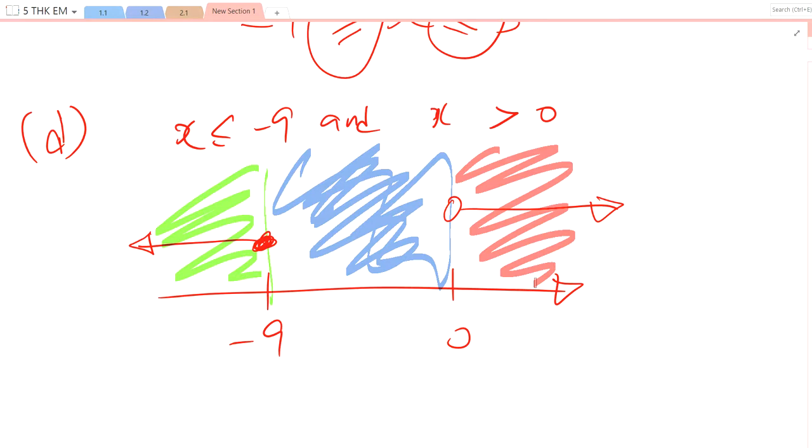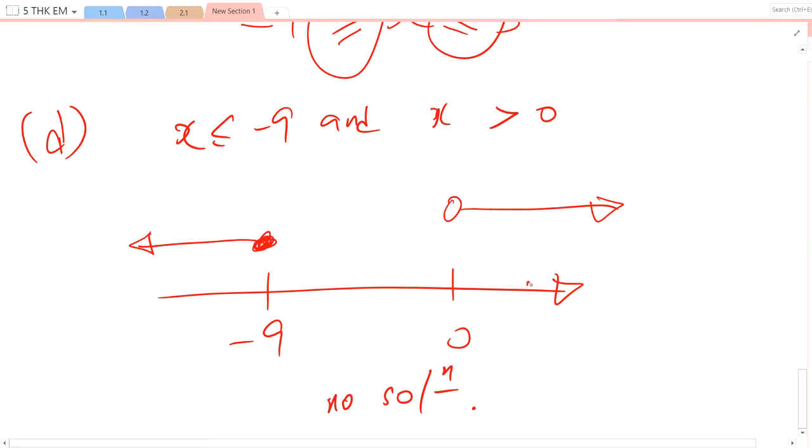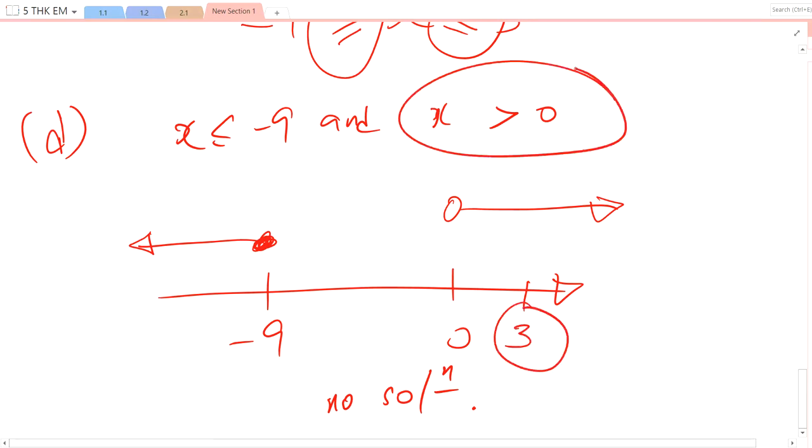What does this actually mean then? The inequality has no solution. What does that mean? Give me a random number. 3, okay? 3 lies somewhere over here, right? Does 3 satisfy this inequality? Yes. But does it satisfy this at the same time? No. So 3 doesn't work, right?